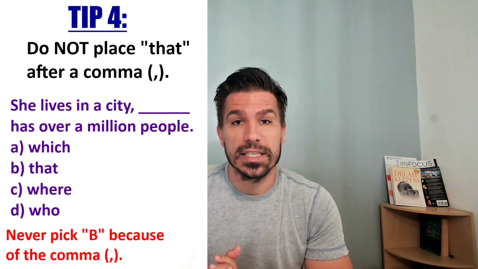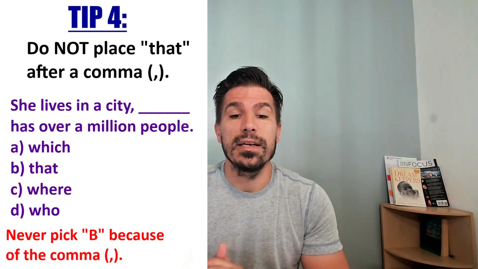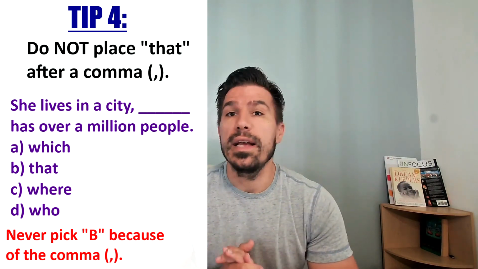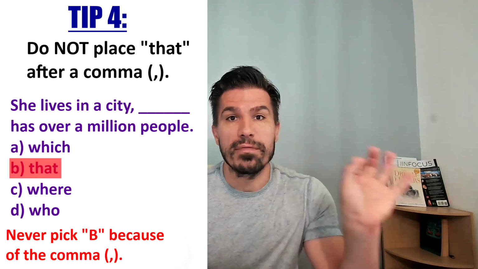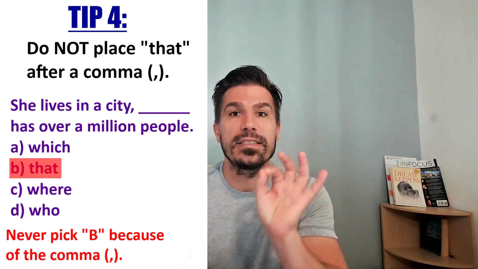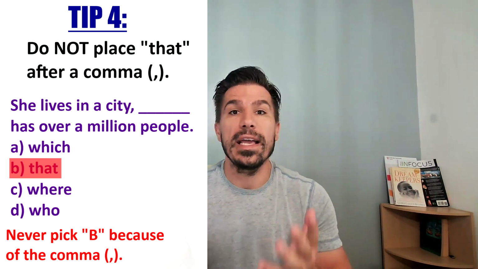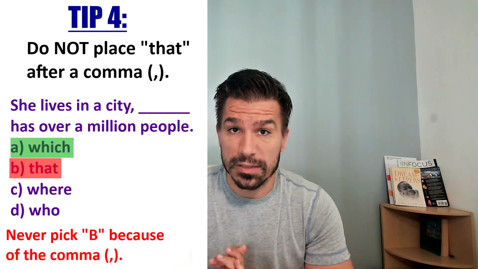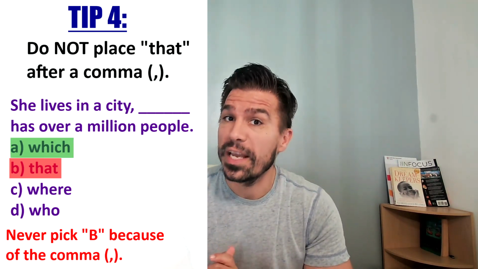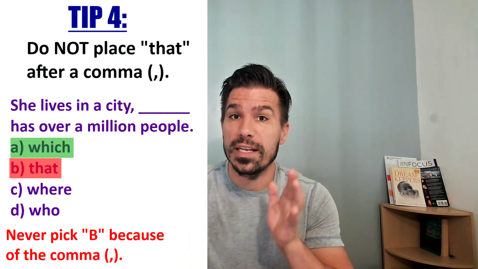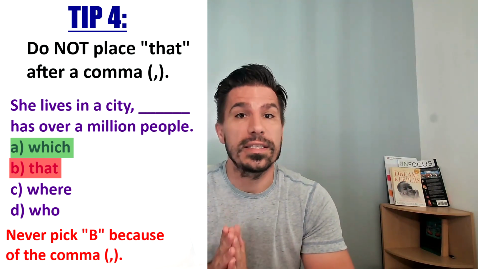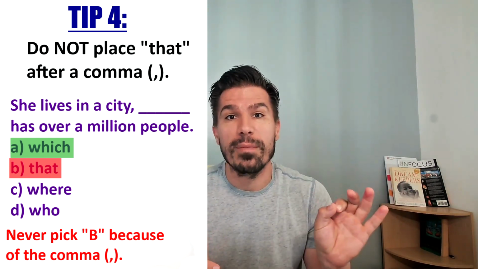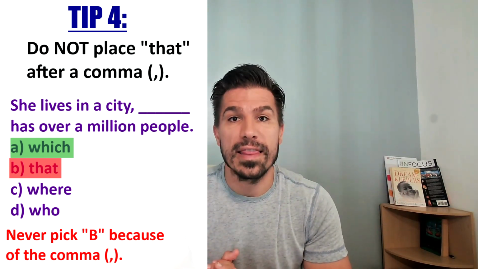Let's look at another example. She lives in a city blank has over 1 million people. B is definitely wrong because you have a comma before it, and that doesn't follow a comma in adjective clauses. Now, the answer here is which. It is not where, it is which, because which is a subject. Where is not a subject. Anyway, that's the rule. If you see a comma, you can eliminate that.